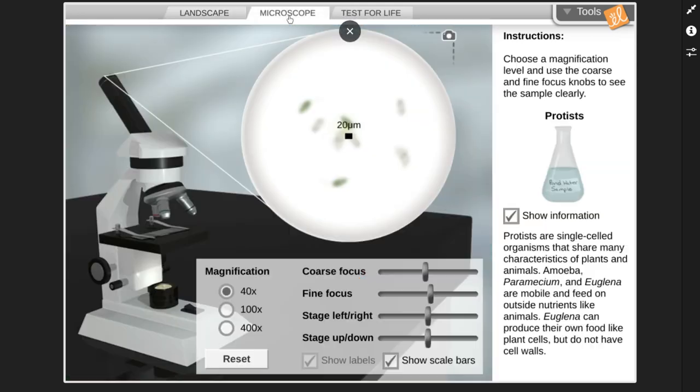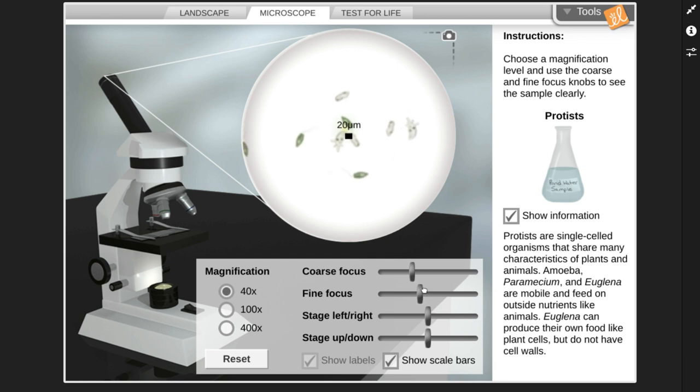Then you're going to click on the protist sample, and we're going to look at that under the microscope, okay? And these guys are moving around like crazy. So let's see if we can see what these protists look like, which are pretty cool. They're microorganisms, which is why oftentimes people don't appreciate them, because we just don't really know that they're there.